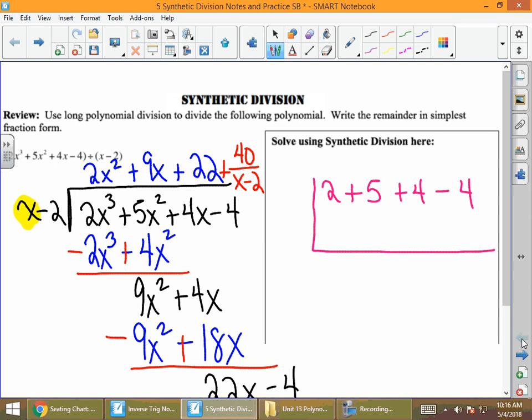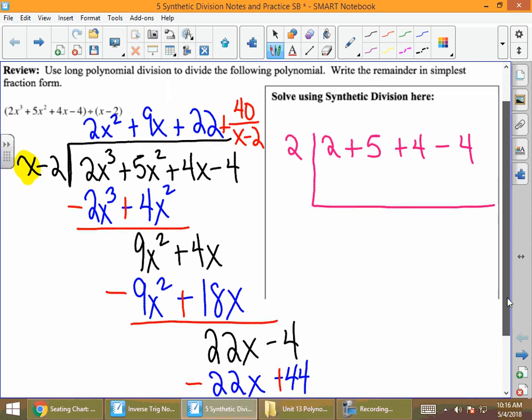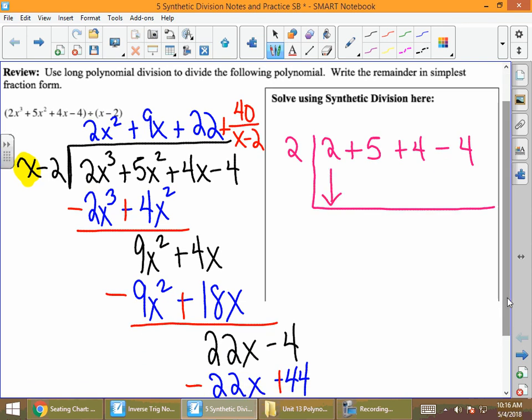We're dividing by x minus 2, but to avoid changing signs, we're going to change the sign now. Since it's x minus 2 for our divisor, we're going to put a positive 2 out there. We're going to carry down the first term. We do that every single time.